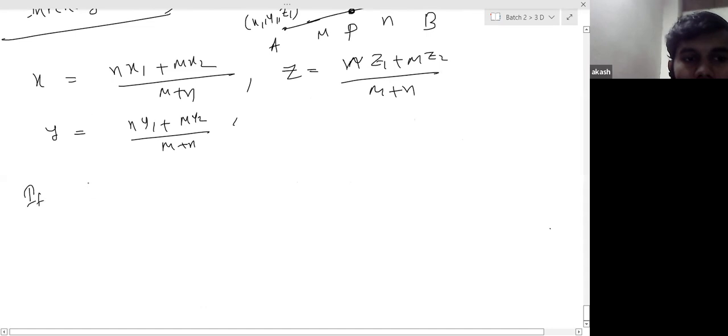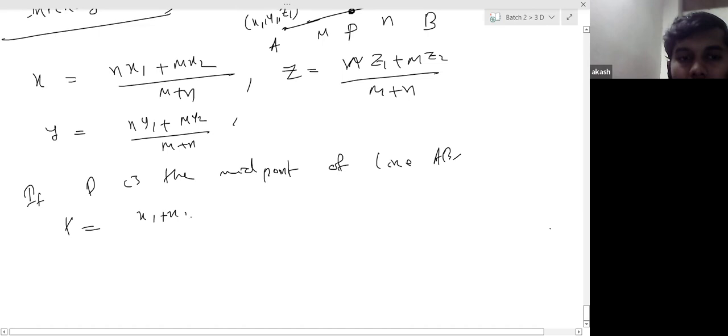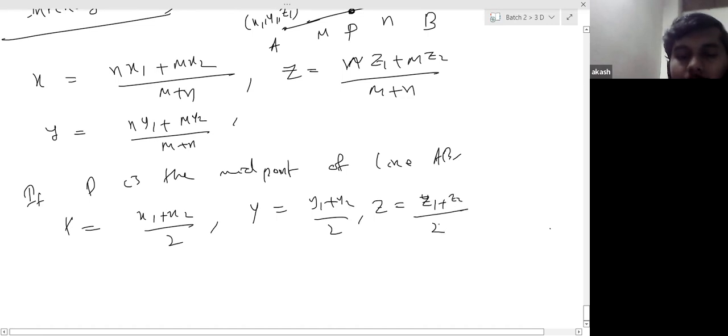If P is the midpoint of line AB, then X coordinate will be x1 plus x2 divided by 2. Y coordinate will be y1 plus y2 by 2. Z coordinate will be z1 plus z2 by 2. All right. If P is the midpoint, then this becomes the coordinates. Write it down also.